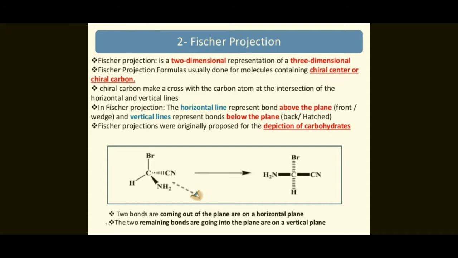In a Fischer projection formula, the horizontal lines represent bonds above the plane, coming forward, and the vertical lines represent bonds below the plane, going backward. The Fischer projection formula was originally proposed for the description of carbohydrates. Students, an example is given below. It is a Fischer projection formula.